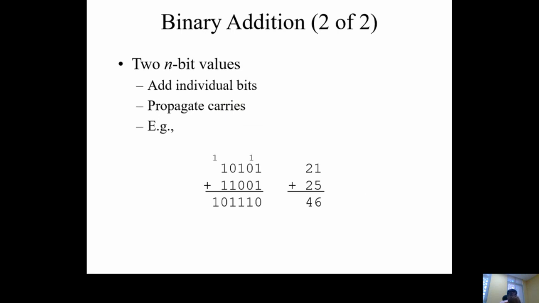Now we see binary addition. The question is 10101 and 11001. Adding digit by digit with carries, 1 plus 1 is 2, that means 0 carry 1, and so on. Okay, so the answer is 101110. This is the answer of the binary addition.